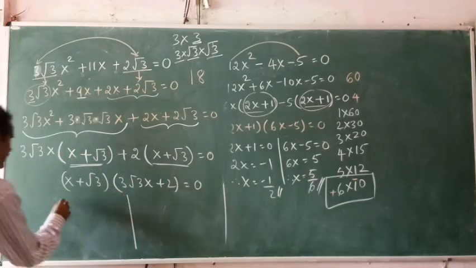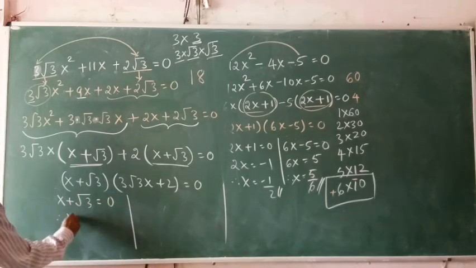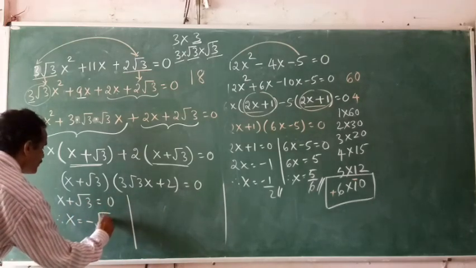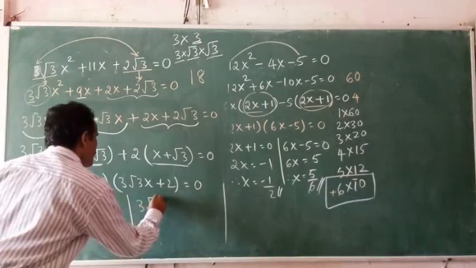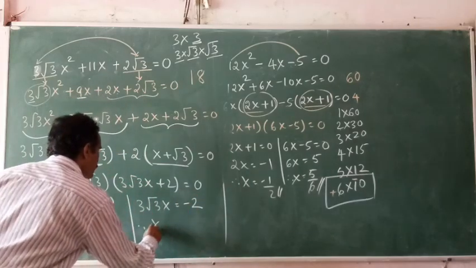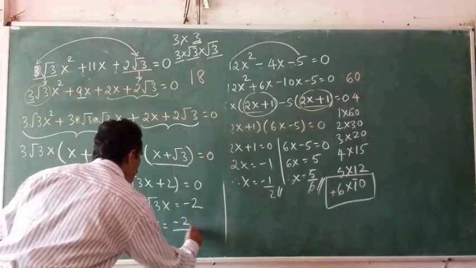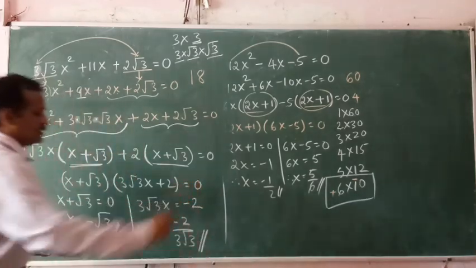Now I can split it. X plus root 3 is equal to 0, so x is equal to minus root 3. If I split this, 3 root 3x is equal to minus 2. Therefore, x is equal to minus 2 divided by 3 root 3 is the answer.